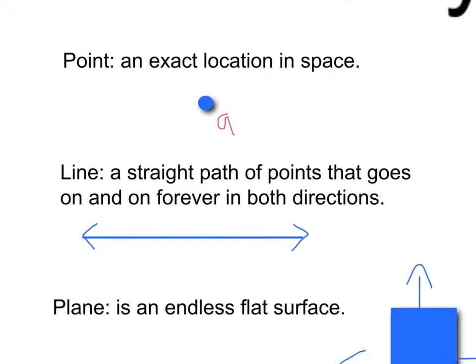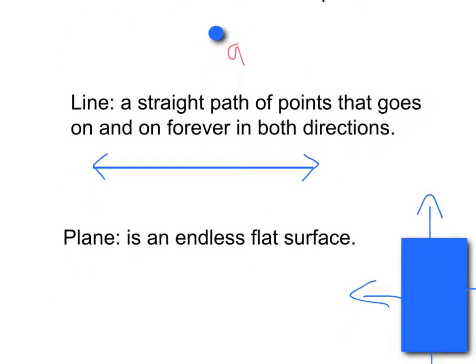Then you also have what we call a line. A line is a straight path of points. It's always straight, and it goes on forever in both directions. So you always see these little arrows at the end that indicate it continues on forever in both directions.